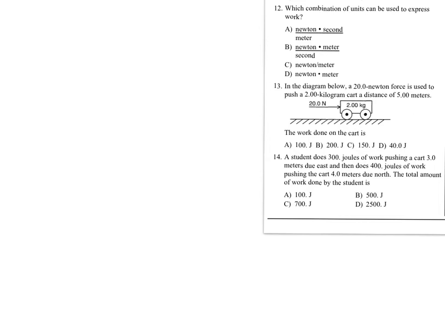12 is a bit of a trick question. We want to find a combination of units that can be used to express work. We normally use the unit of joules, but what exactly can joules be broken down into? Let's look at the work equation. Force times distance. The unit for force is newtons, and the unit for distance is meters, which is all equal to joules. So looking at our choices, the only answer that fits is choice D.